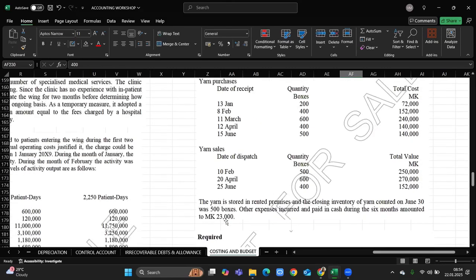So this is your ending balance of inventory, and the boxes here, you only have 400. So you take your 500 minus 100 to bring down your balance, only 400, but the question is saying 500. So there is a difference of 100 boxes. So it's a loss.